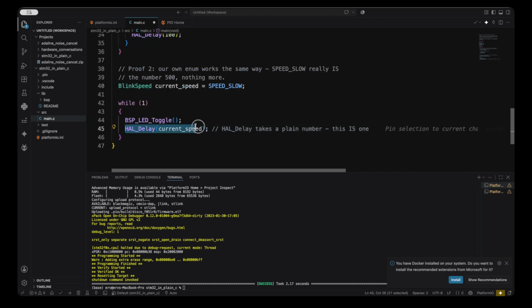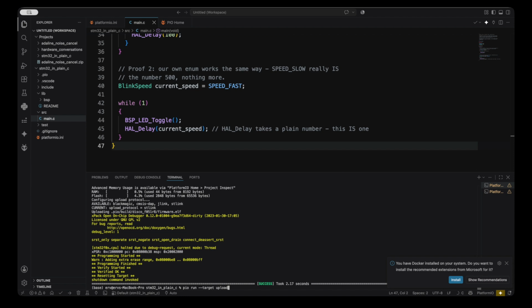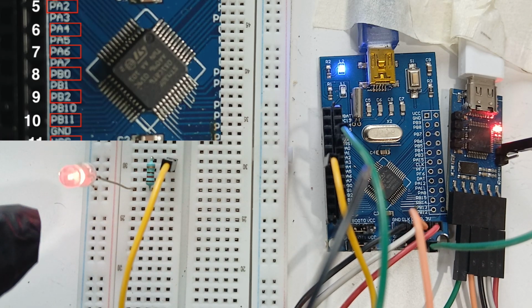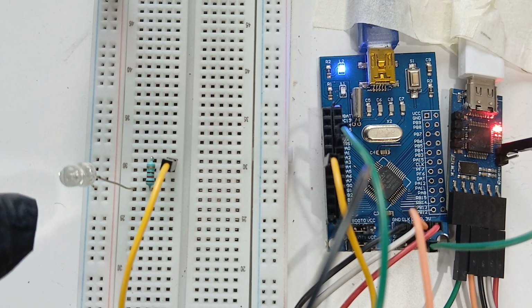HAL delay doesn't know what a blink speed is. It just wants a number of milliseconds, and that's exactly what it's getting. Change speed slow to speed fast, flash it again. Change the name, change which number gets used. That's it. That's the whole trick. The LED is now blinking much faster due to a smaller delay.